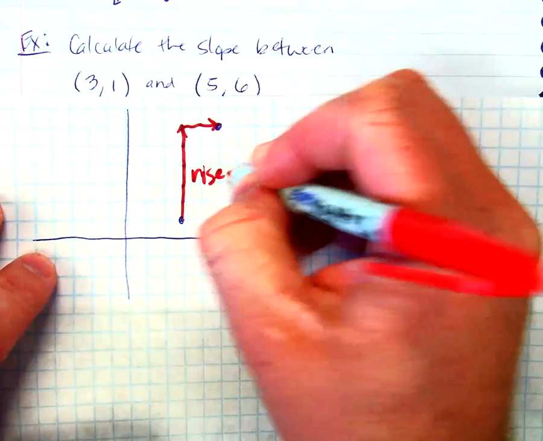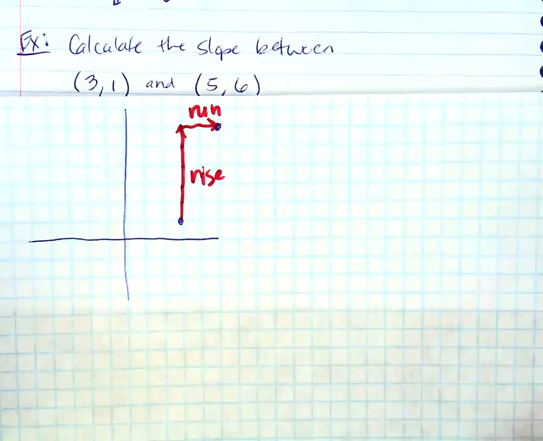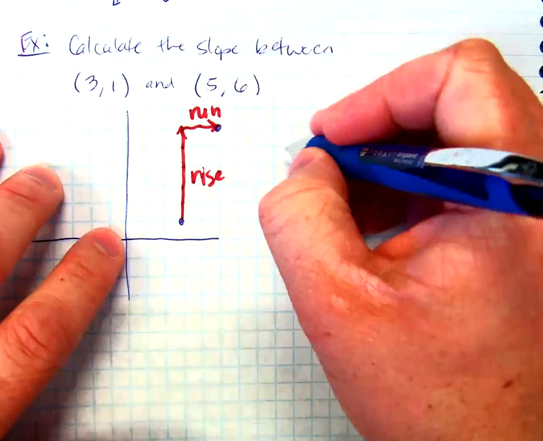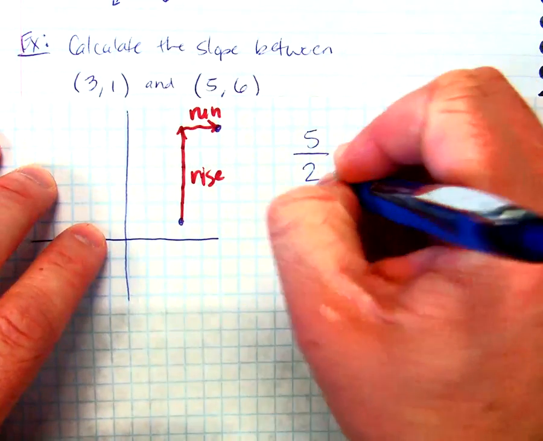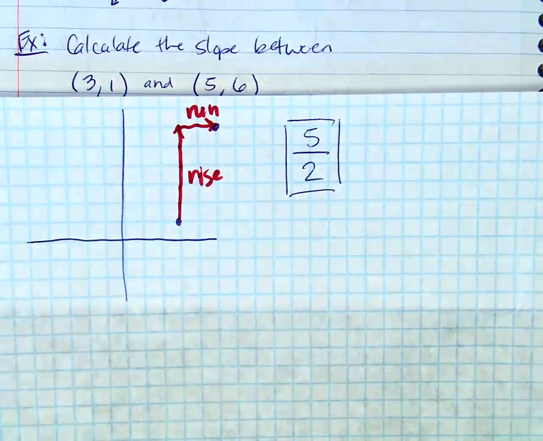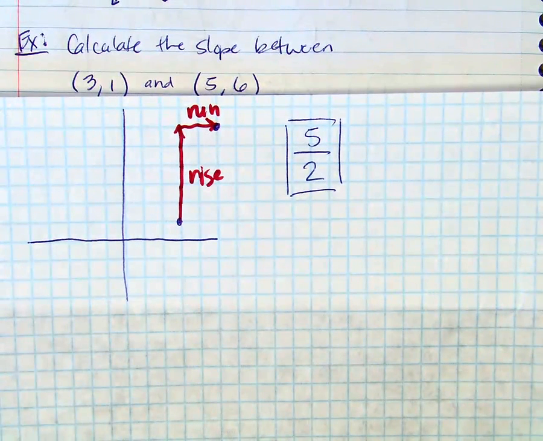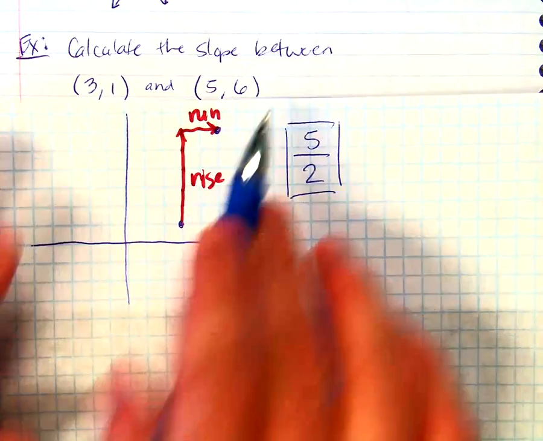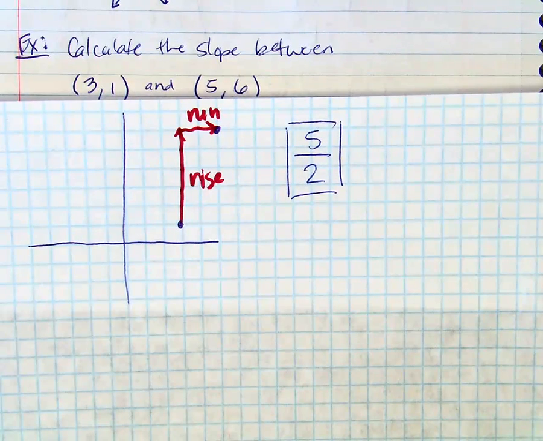Remember, going up or down is your rise, left or right is your run. So for this, I would say the answer I should get is 5 over 2. And that will be the final answer. But what if the numbers I gave you were much larger? What if the points weren't single-digit numbers? What if they were in the 20s, 30s, 40s, 50s?